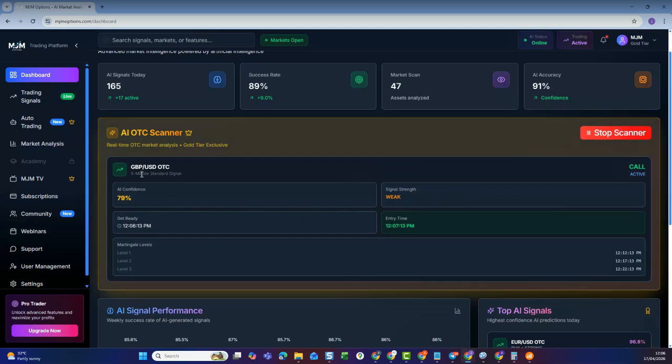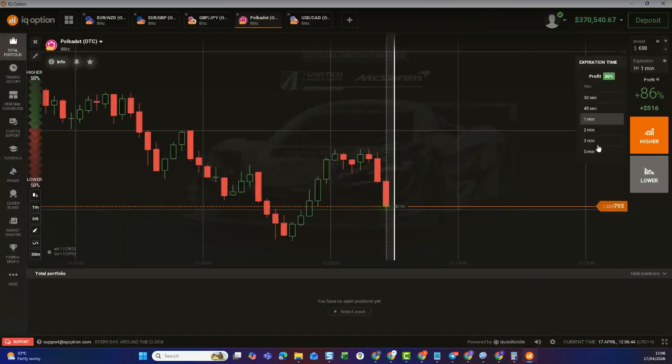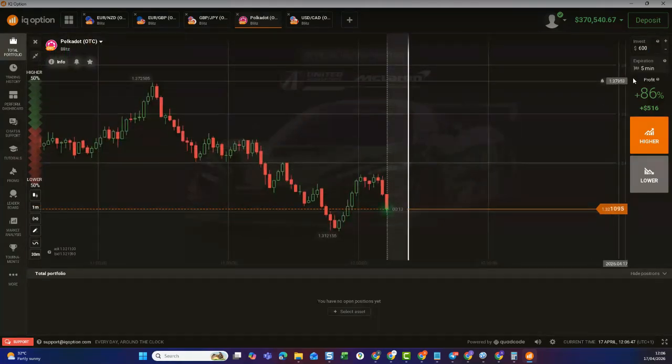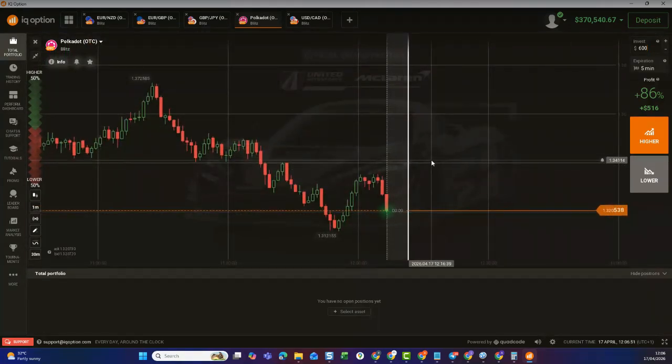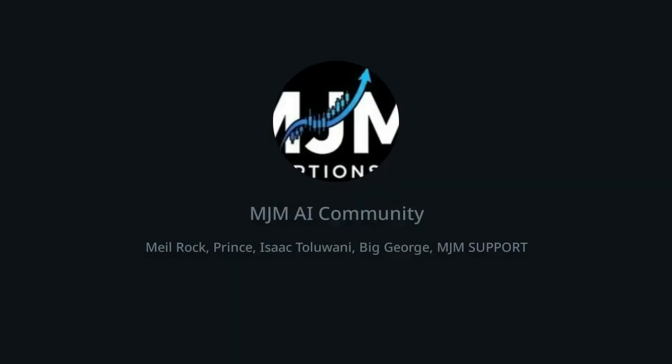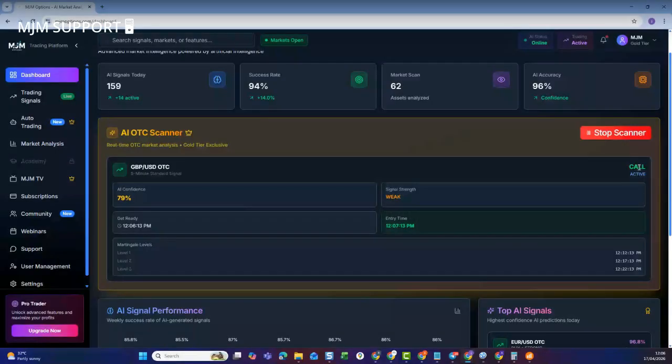The first thing you're going to see on the signal is the pair, UPUSDTC. You're going to see a 5 minute standard signal also. A 5 minute standard signal means you're going to be trading for 5 minutes. The duration of that particular trade is 5 minutes. The next thing you have here is the direction. Direction here is call, and you can see the arrows supporting the direction.